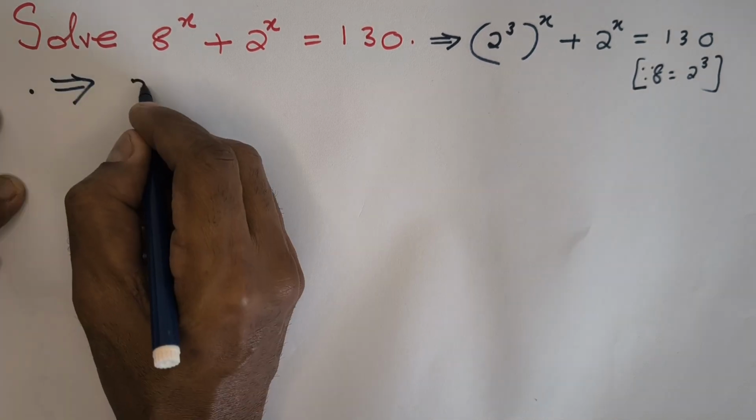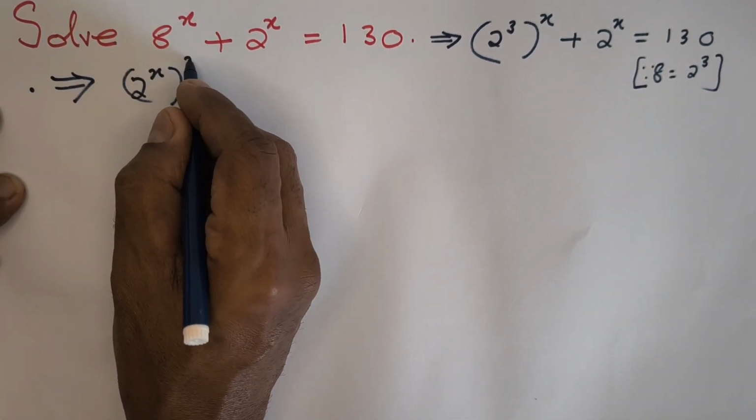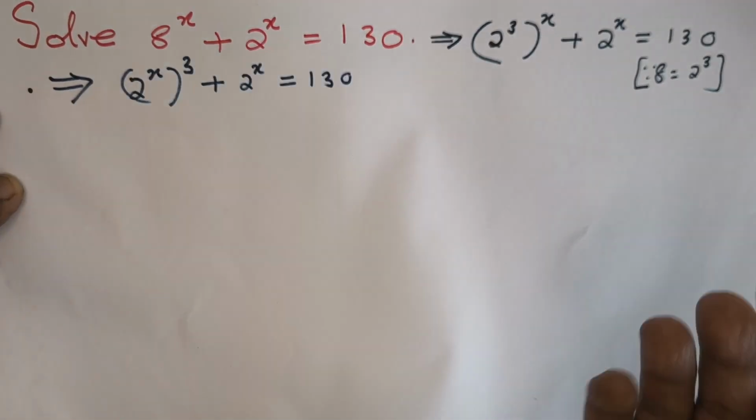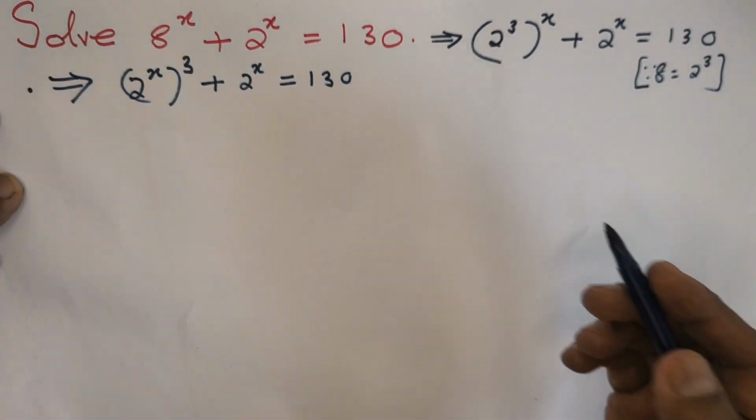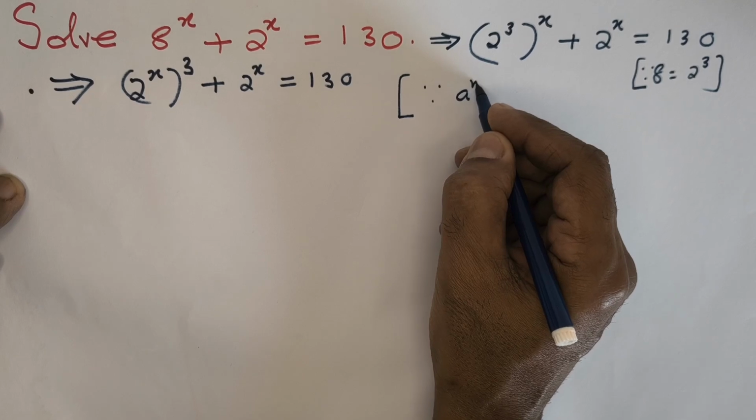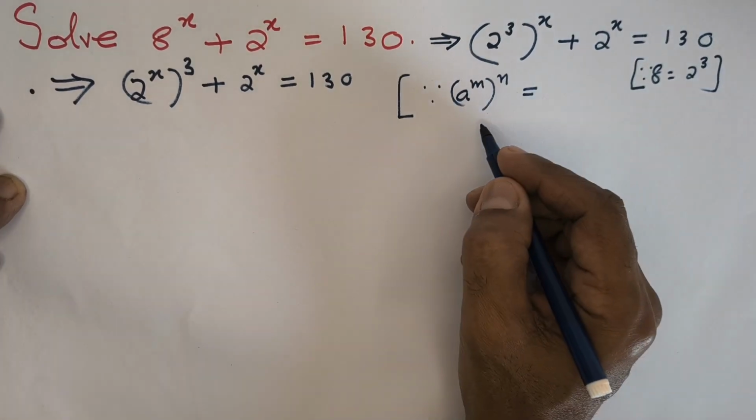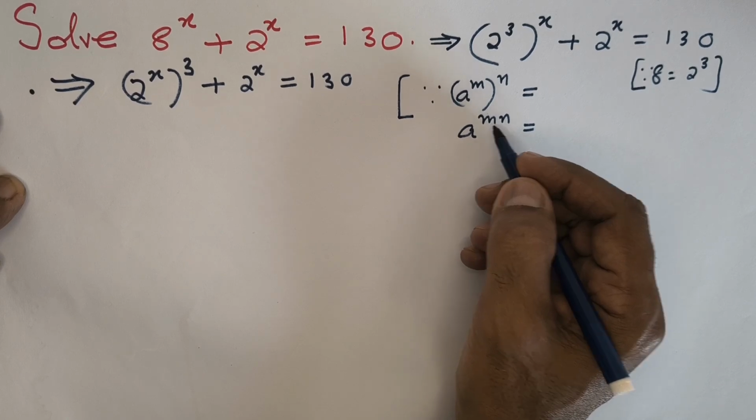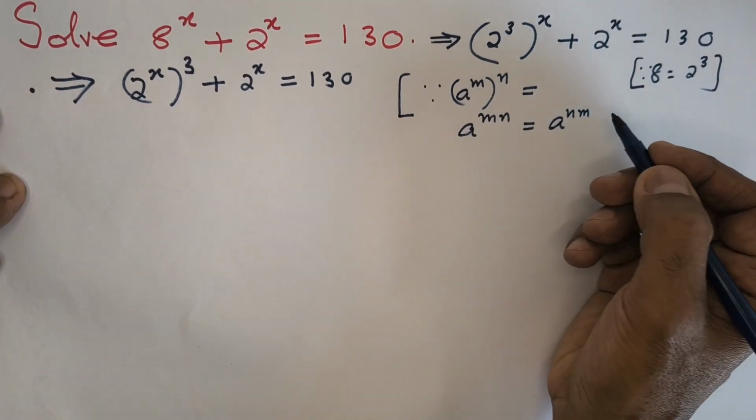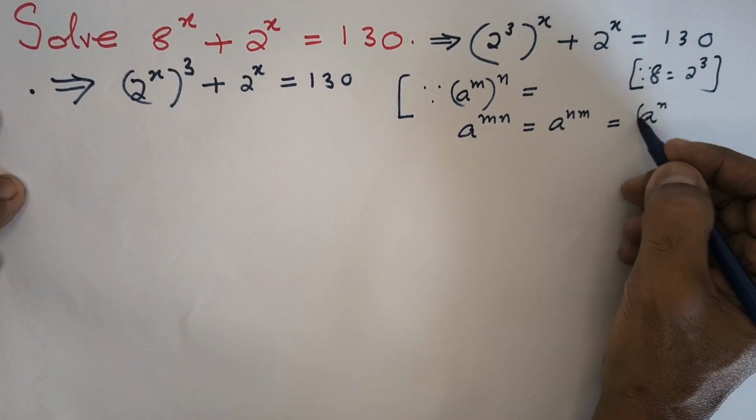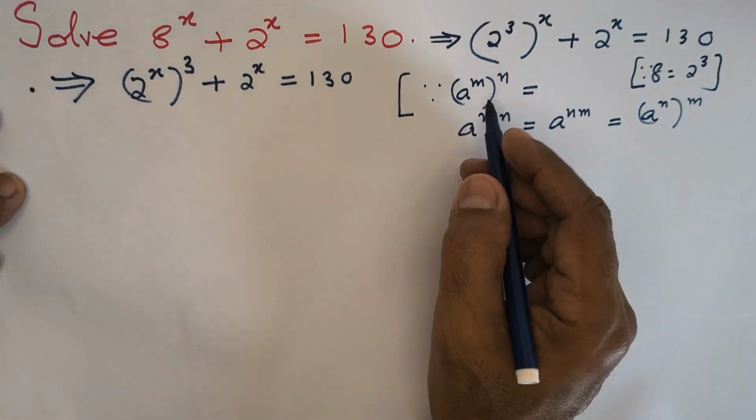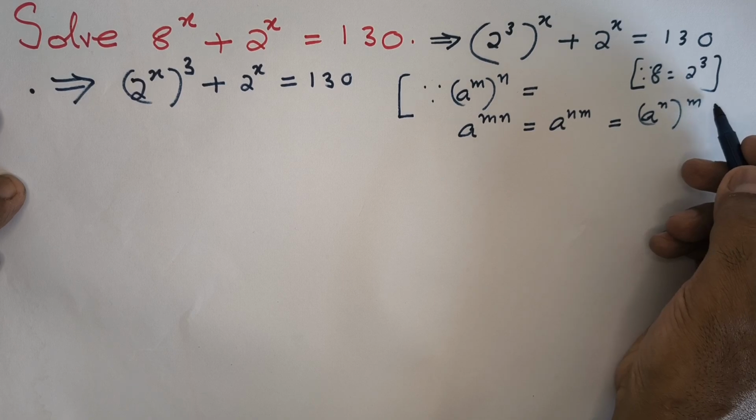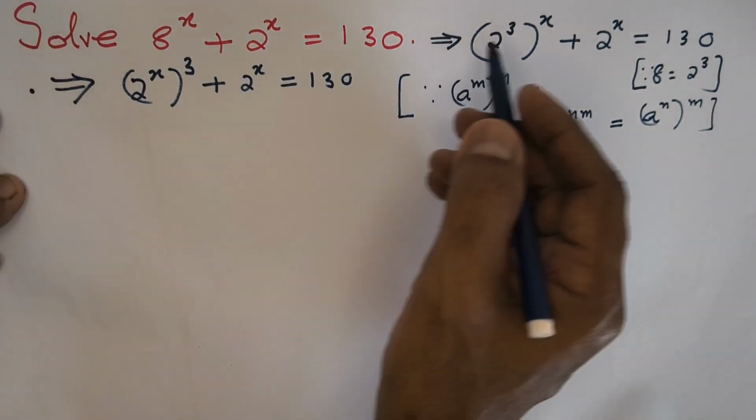This means 2 power x the whole raised to 3. I'm switching these two. This switching is done based on an algebraic identity. As you know, a power m the whole raised to n equal to a power mn. Now you know m into n is n into m. So a power nm equals a power n the whole raised to m. See, we are switching these two and we are getting the same, a power n the whole raised to m, which is what we have done here.